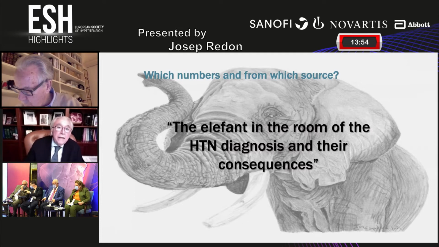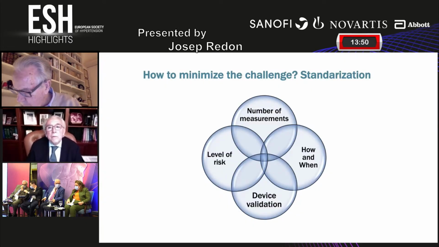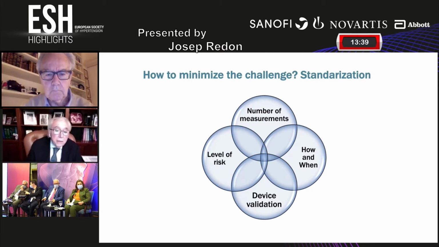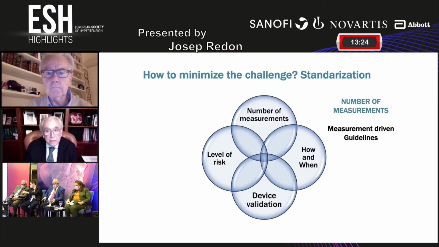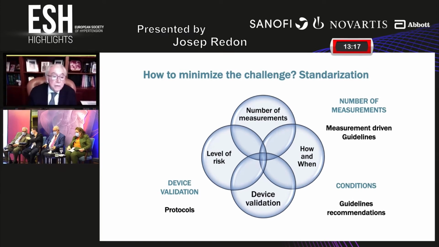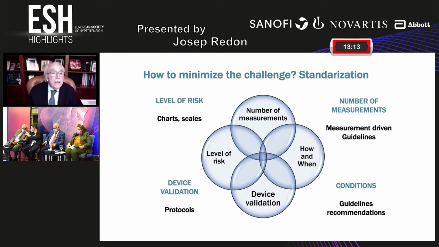In this case, we have some ways to minimize the challenge, mainly standardization, the number of measurements and how and when, trying to validate the devices and also to consider at the same time the level of risk. Of course, on the number of measurements, the guidelines give a lot of information. This has been reviewed by the first speaker, as have the conditions the guidelines recommend, and we also have protocols for device validation and charts and scales for the level of risk. But in all of this, I am going to touch mainly on the blood pressure figures.